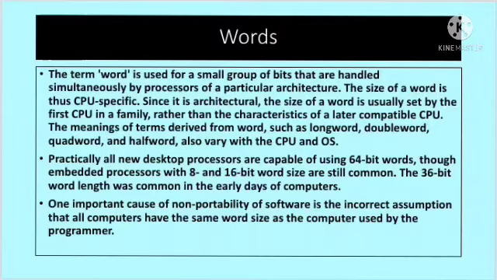The meaning of terms derived from word, such as long word, double word, quad word, and half word, also varies with the CPU and OS. Practically all new desktop processors are capable of using 64-bit words, though embedded processors with 8 and 16-bit word size are still common. The 36-bit word length was common in the early days of the computer. One important cost of non-portability of software is the incorrect assumption that all computers have the same word size as the computer used by the programmer.